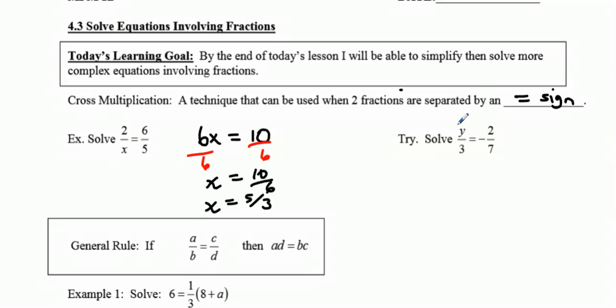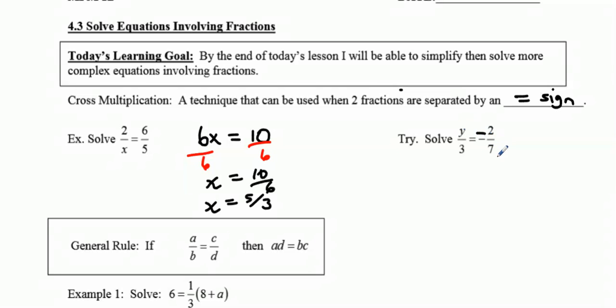So this one is a little bit trickier because you've got this negative in front of the fraction, and you have to put the negative either up in the top with the 2 or in the bottom with the 7, but not in both. So you have to make a decision. So I've decided I'm going to put it up there with the 2 so that when I multiply my y, it's going to be positive.